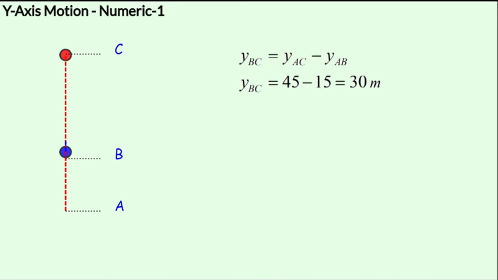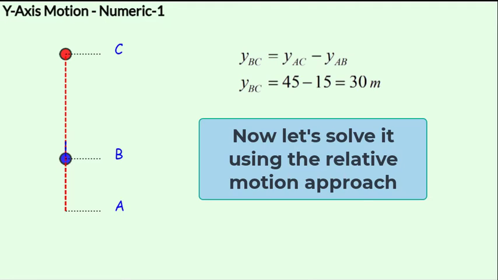Knowing the displacement of the red ball as 45 meters after 3 seconds and the blue ball as 15 meters after 3 seconds, it is clear that the separation between B and C after 3 seconds would be 30 meters. Now we try and solve the same problem, but this time using the concept of relative displacement, velocity, and acceleration.